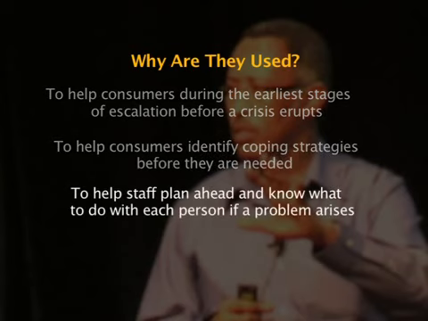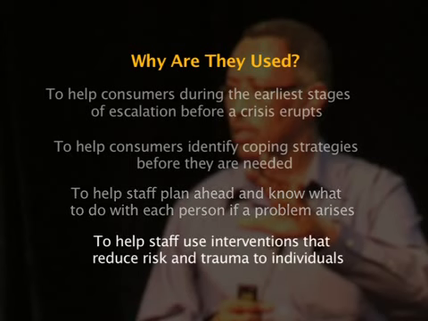We use the tool also to help the staff plan ahead and know what to do when they see someone being triggered. When they see them headed towards the response pattern, they have a reference material where they can say these are the alternative strategies that the person can employ, and whether they are or they're not, you're able to then put that cognitive intervention in that would be helpful. Lastly, to help staff use interventions that reduce the risk of trauma and re-traumatization to the individuals they serve.